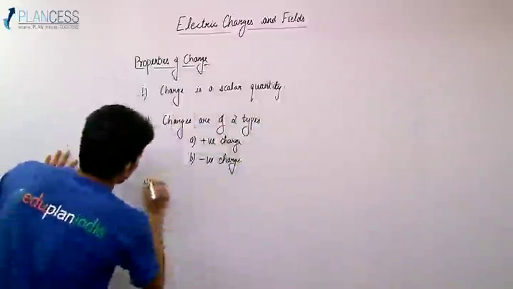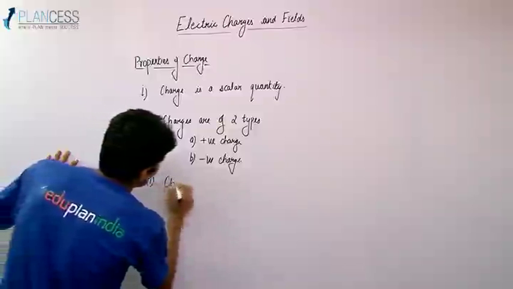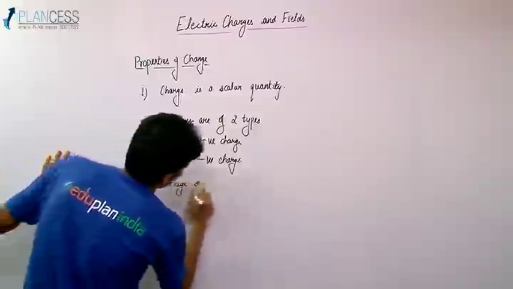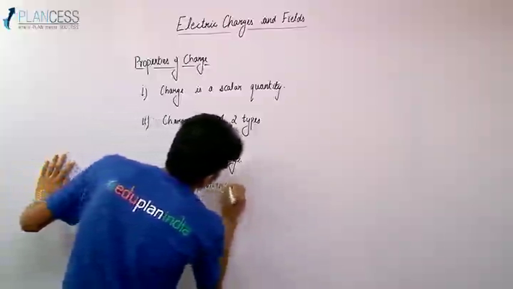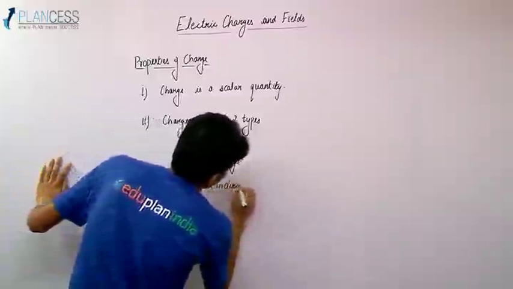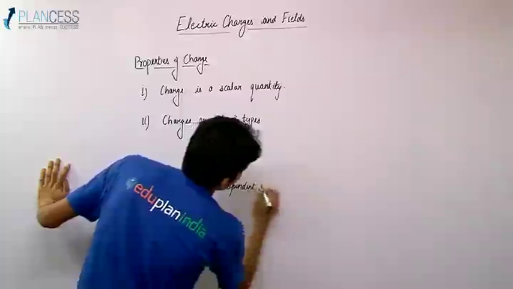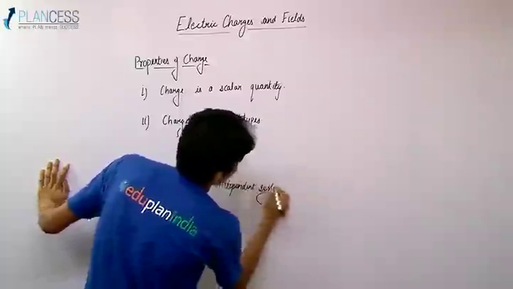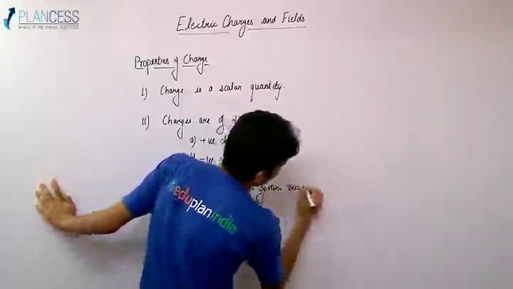Third property: charge of an independent system remains conserved.